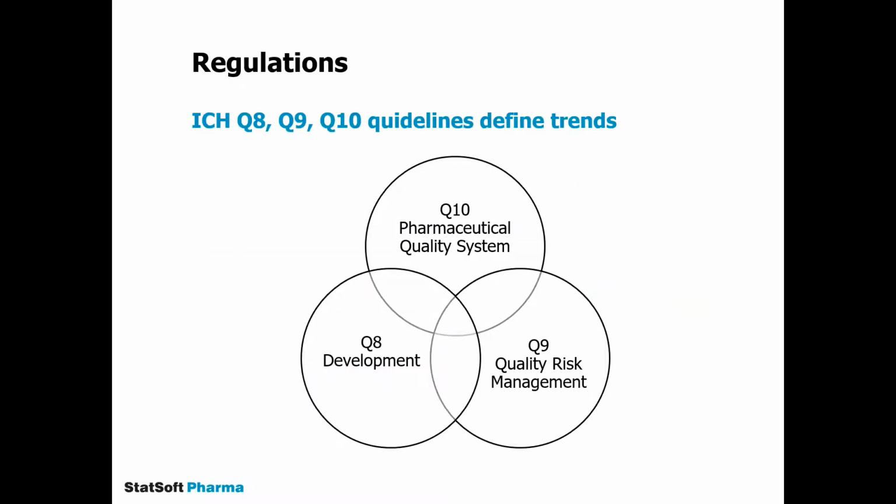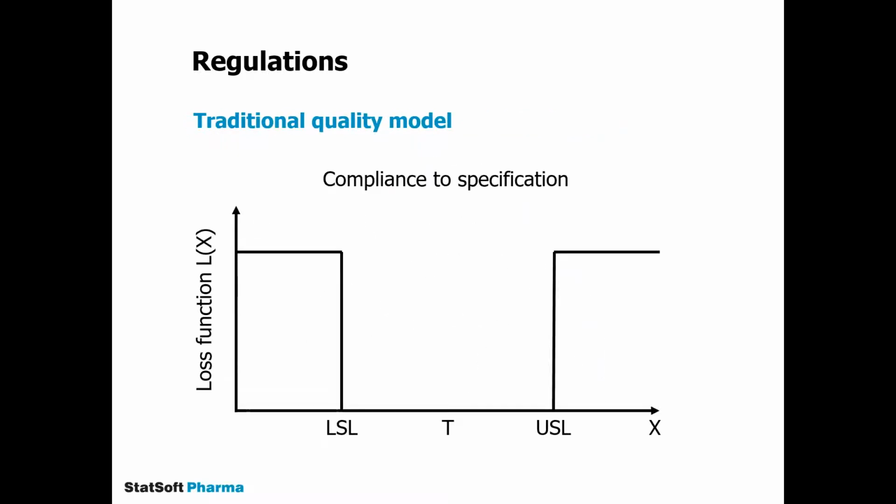Okay, let's start. The current changes and trends in the pharmaceutical industry have been defined by the International Conference on Harmonization. Recommendations outlined in guidelines Q8, Q9, and Q10 are now a point of reference to create new and update existing regulations. One of the important changes resulting from the ICH recommendation is to move away from the traditional perception of product quality as compliance with the specification limits.